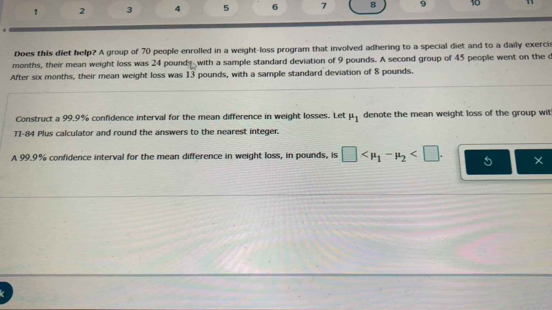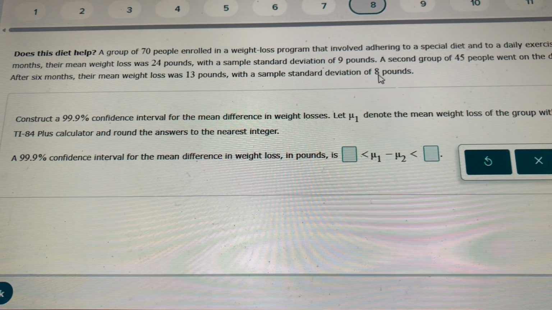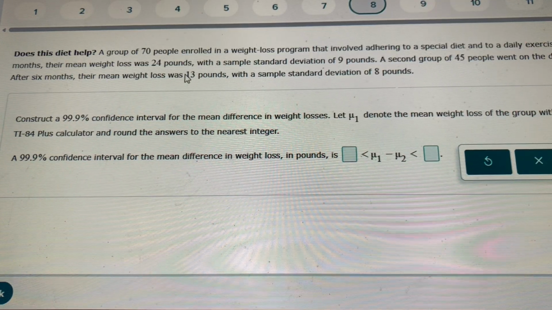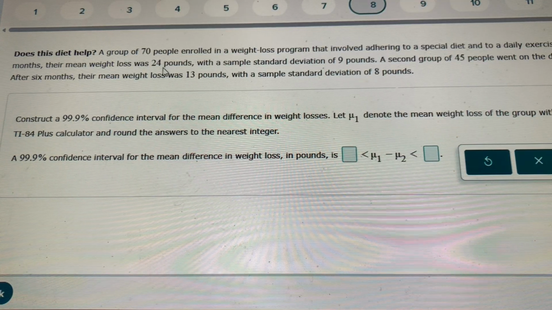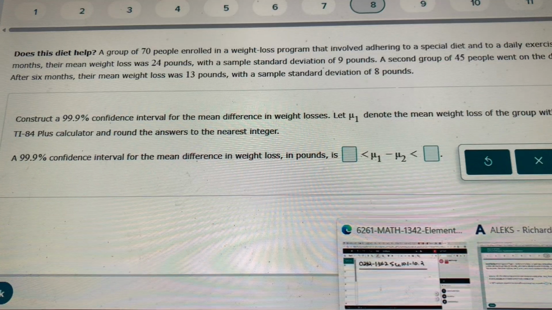There's a group of 70 people enrolled in a weight loss program where they get a special diet added to exercise, and then they lose 24 pounds on average with a sample standard deviation of 9. A second group of people went on the diet, but they didn't exercise, and it seems like on the sample information anyway, that the group with exercise seemed to lose more pounds significantly than those who didn't, but you can never tell just by the raw data alone.